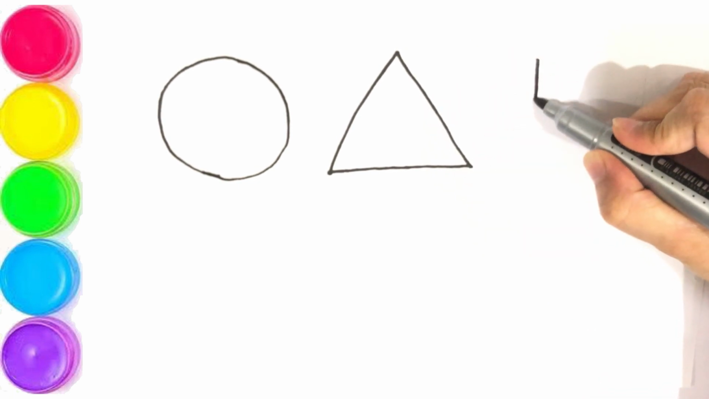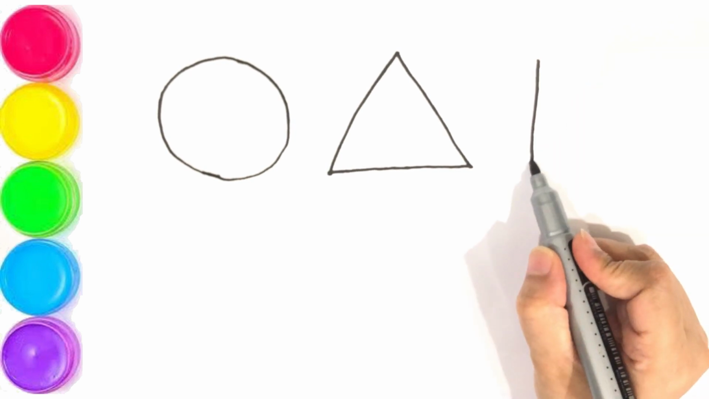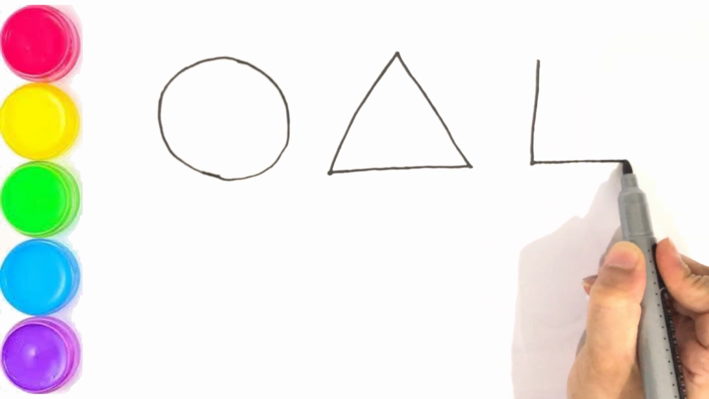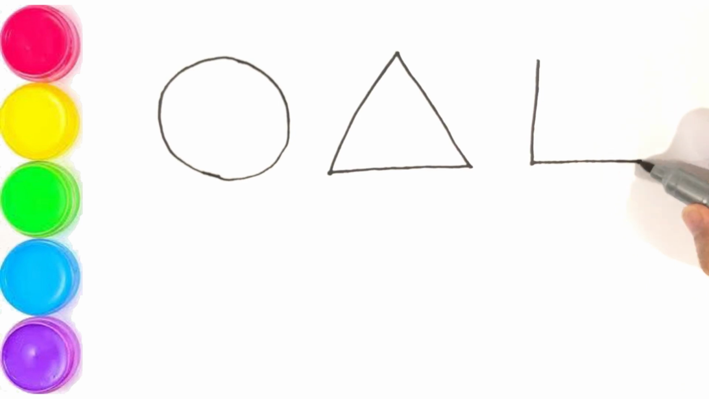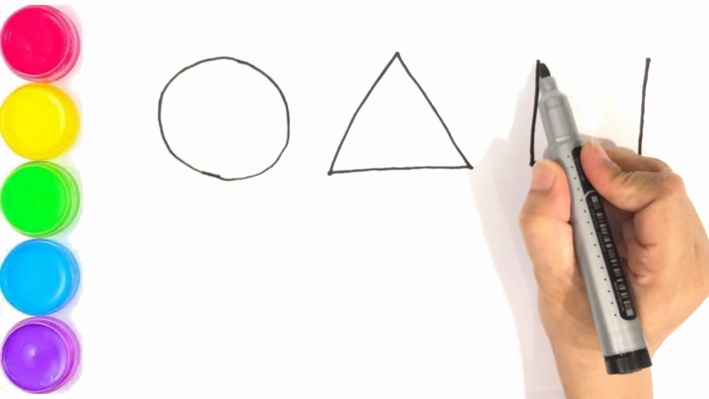Let's draw a square. The square has four equal sides and four corners.